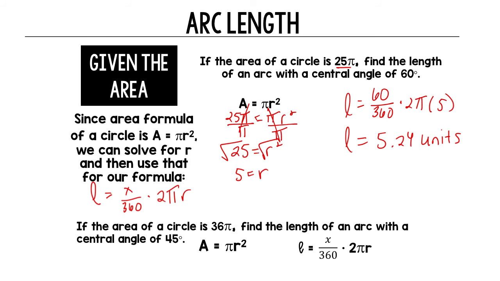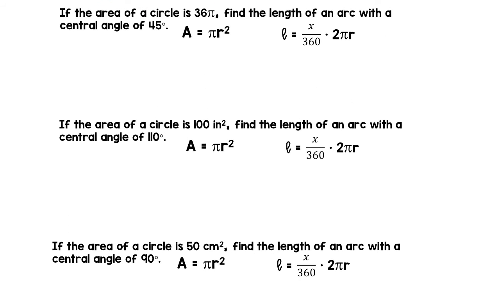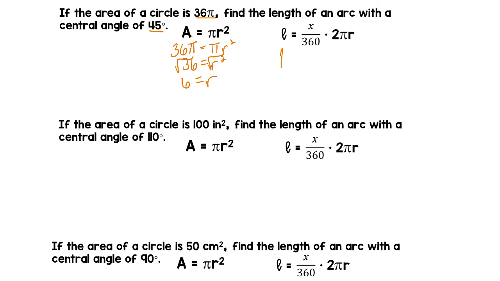All right, so this is just one little extra step where we have to find the radius first. The area of a circle is 36 pi. We'll use that to find our radius. So 36 pi is pi r squared. I can look at this and know I've got pi on each side, so I know they cancel. 36 is r squared. Square root each side, r is 6. Central angle is 45. We want to know that arc length. So L is 45 over 360 times 2 times pi times 6. That means our arc length is 4.71 units.